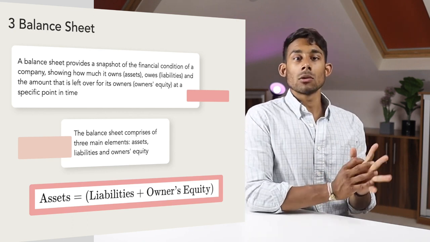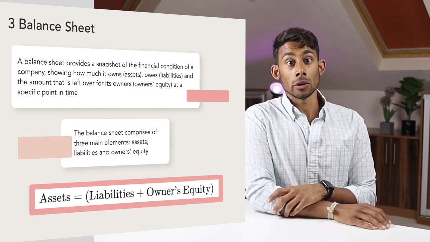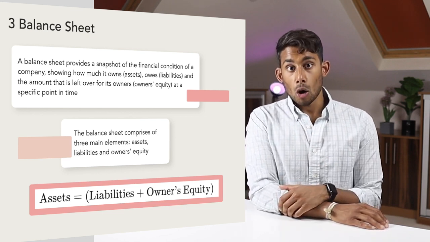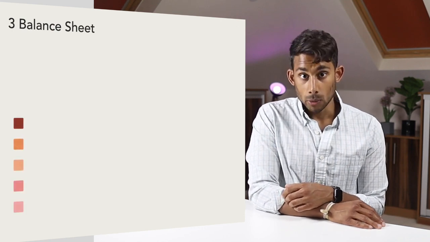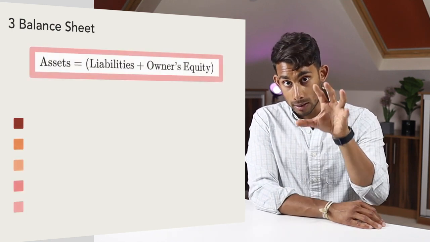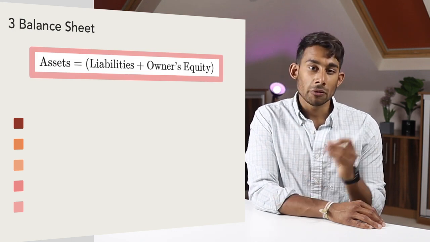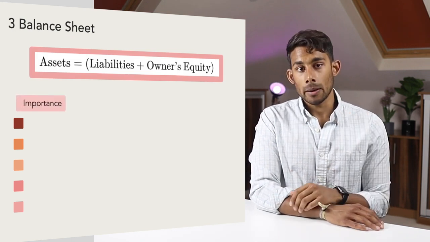This represents the amount that would be available for a business owner to draw out. Of the four basic financial statements, the balance sheet is the only statement which applies to a single point in time. The balance sheet is very important, and let us see why.